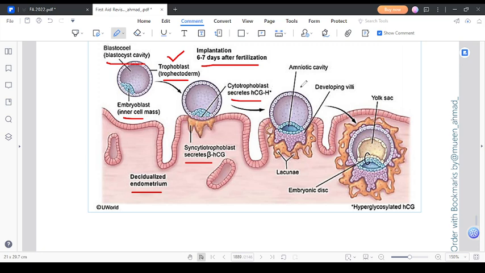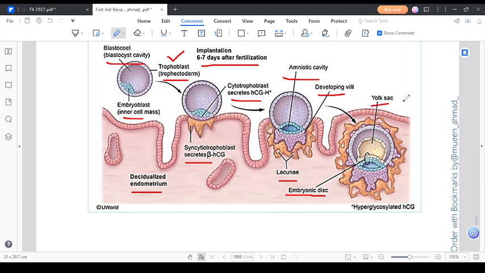Okay. Then we have the amniotic cavity that forms in the embryonic pole. Then these are the lacunae. Then the developing villi will also be seen. As you can see, these are the villi, and the maternal blood will pool into the lacunae. Then we have the embryonic disc over there.